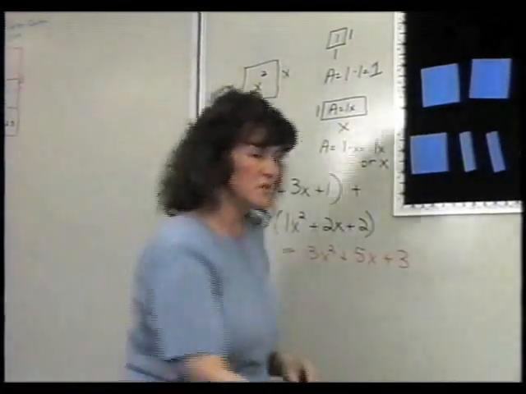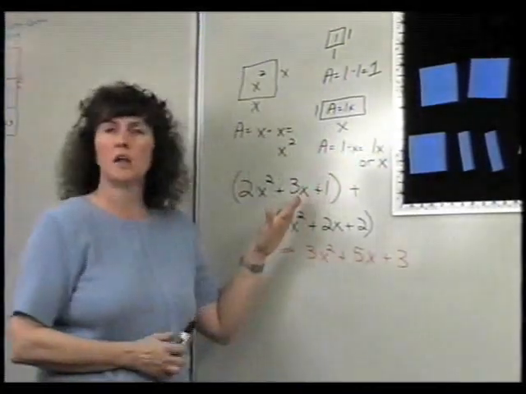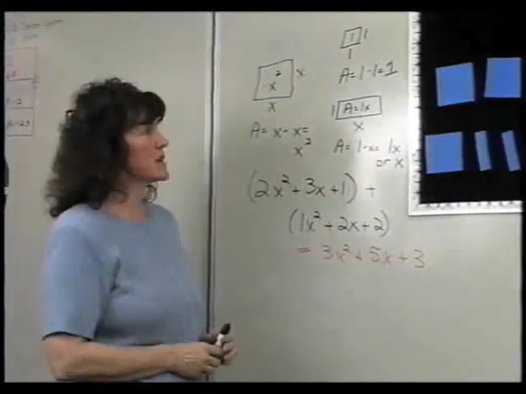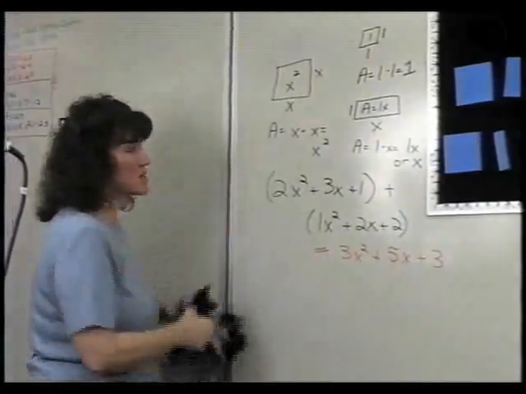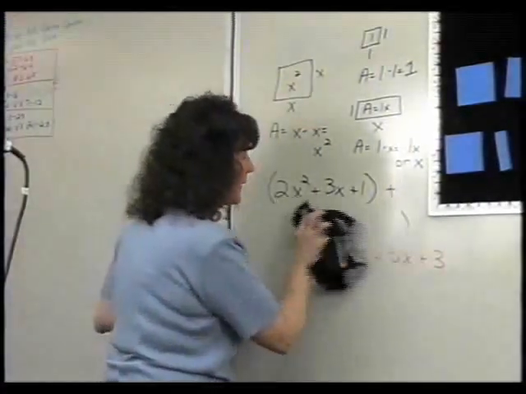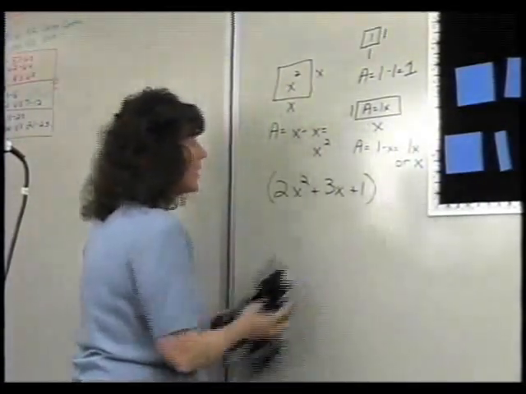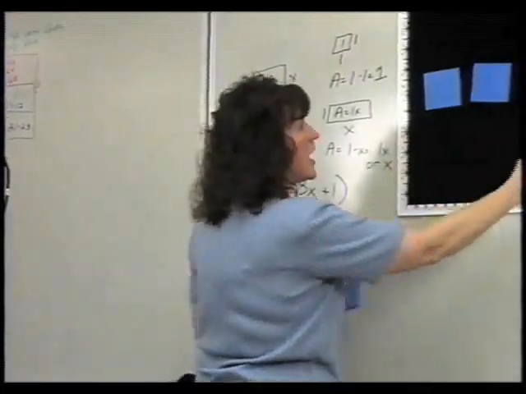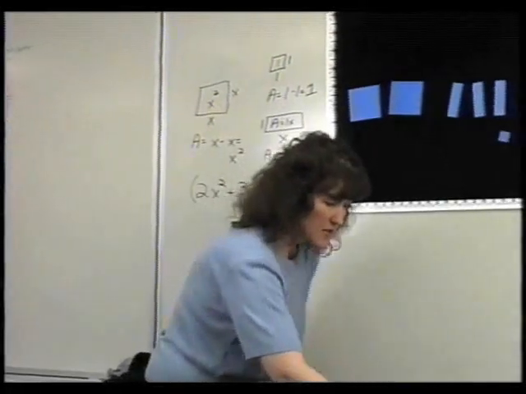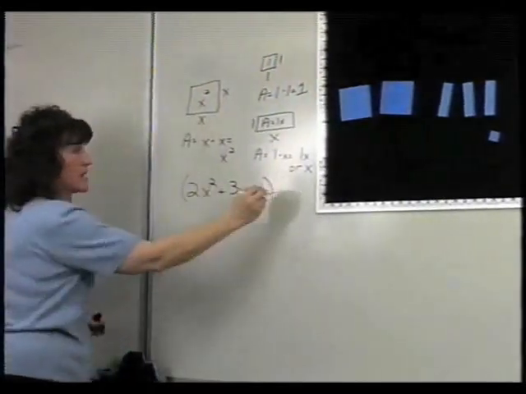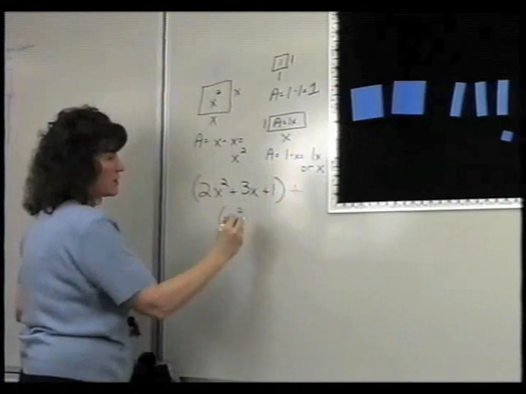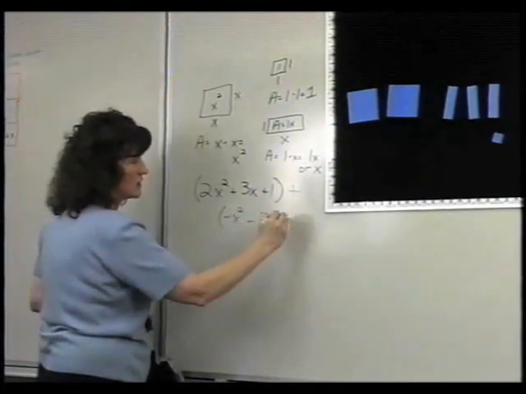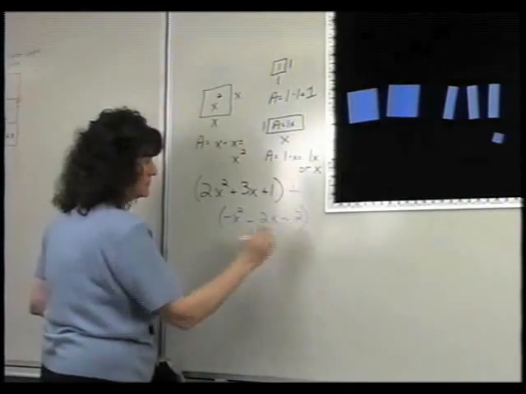And so you can use this to do any kind of combining of like terms with the algebra tiles, working with the x squareds, the x's, and the 1's. So if I want to change that just a little bit, let's say I start off with the same 2x squared, the same 3x, and the 1. But let's say this time I want to add to it a negative x squared, and say I want to add to it negative 2x and a negative 2.